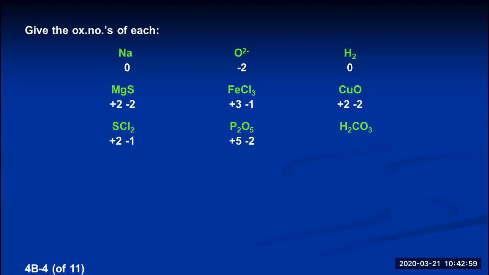Oxygen has the highest electronegativity of any element except for fluorine. And you're not going to see a lot of compounds with fluorine in them. So almost every single time you see an oxygen in a compound, the oxygen is going to be the more electronegative element.